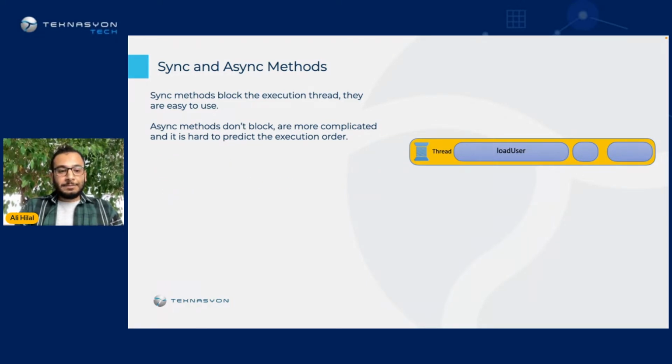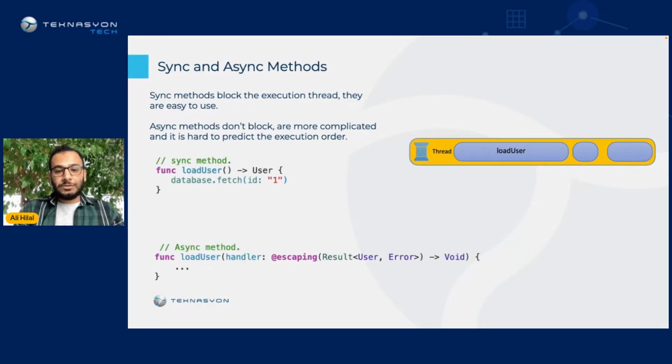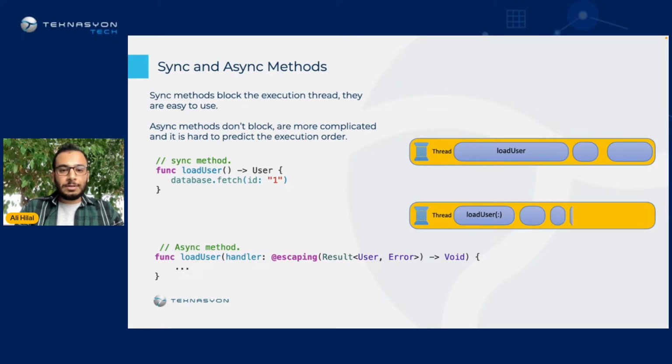In contrast, if you call the asynchronous version of that function with a completion handler, while it runs, your thread is free to do other work. When it's done, it will notify you by calling this completion handler, like this. First, we spawn the thread, then we call load user. The thread now is free to do other work. When it's done, we just call the completion handler.